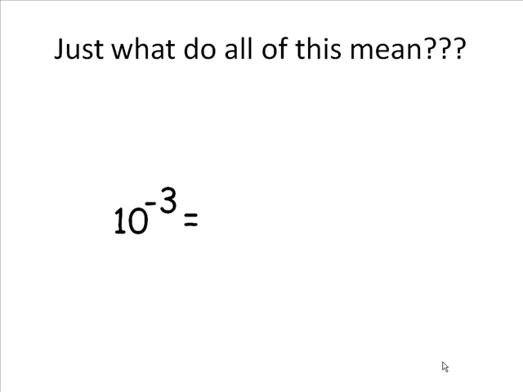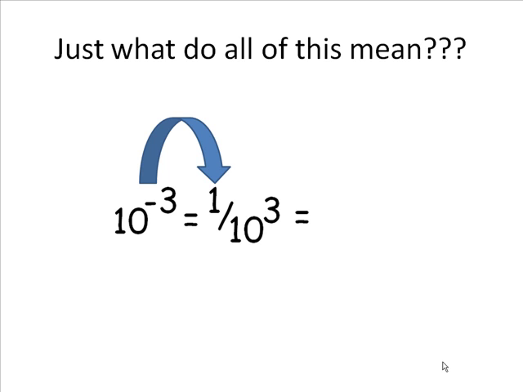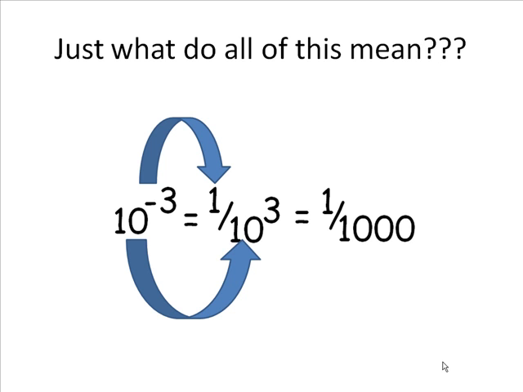I have 10 to the negative third. The negative sign simply means that there's a 1 in the numerator. The denominator then simply becomes 10 to whatever the power was. In this case, 10 to the negative 3 is 1 in the numerator and 10 to the third in the denominator. And that's the same thing as 1 1,000ths.